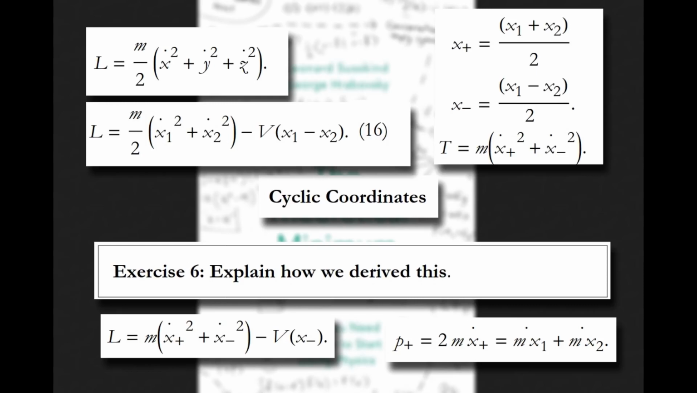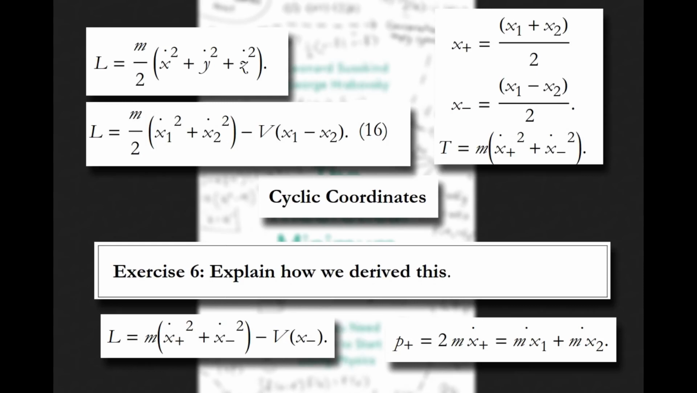The kinetic energy equals T equals m in brackets x plus dot squared plus x minus dot squared. Exercise 6. Explain how we derived this. The important point is that the potential energy depends only on x minus. The Lagrangian is then L equals m in brackets x plus dot squared plus x minus dot squared minus V of x minus. In other words, there was a hidden cyclic coordinate, namely x plus.